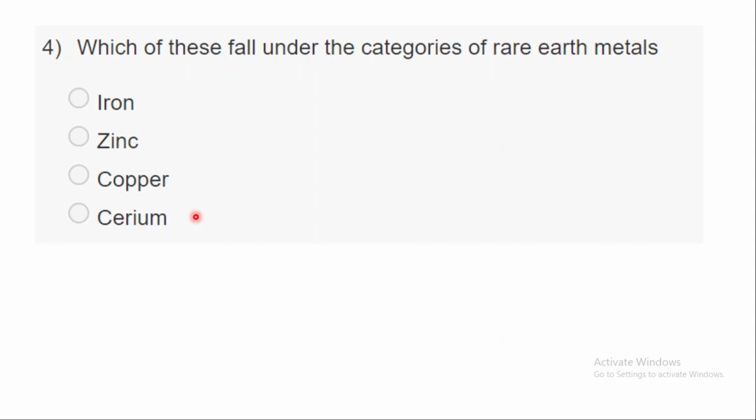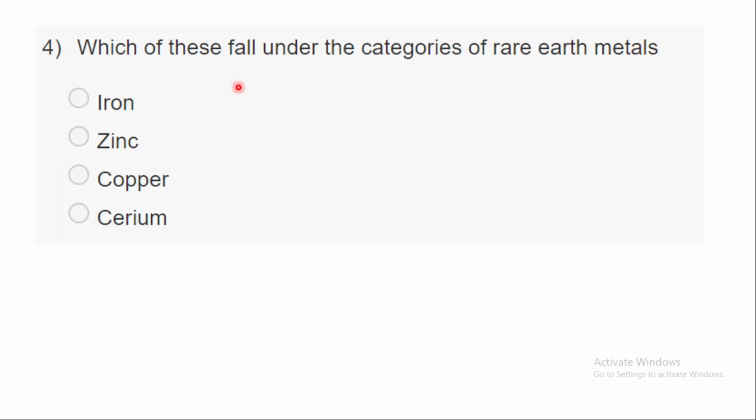And I think most of the students would be able to answer this question very easily. I'll repeat the question. Which of these fall under the categories of rare earth metals? Iron, zinc, copper, or cerium? There are 90 participants. I at least expect 50% of students to try to answer. Then we'll increase this 50% to 100% in the upcoming questions. Come on, these are easy questions. Students, just try to type out the option number or the answer in the chat box. I'll wait for a minute.